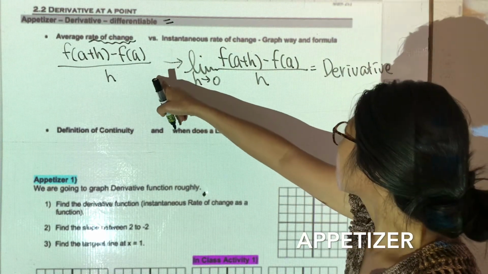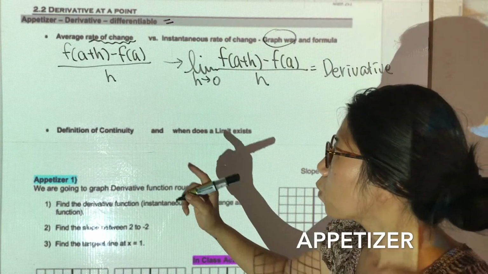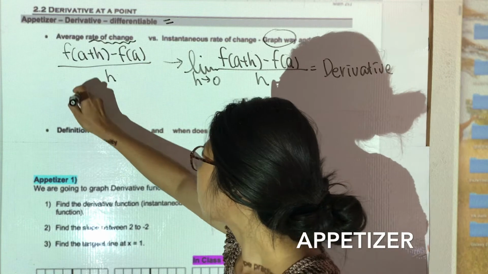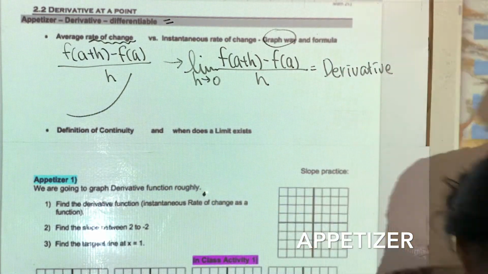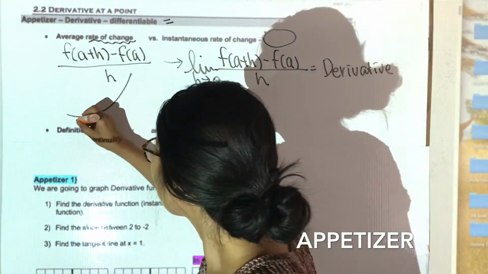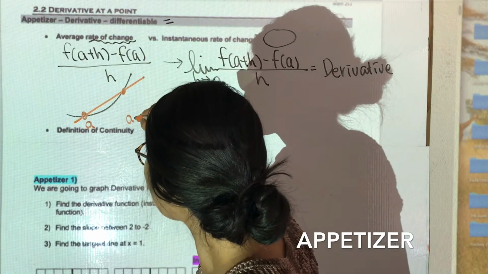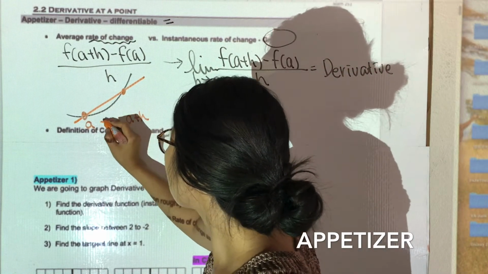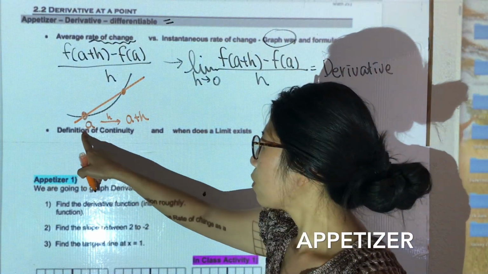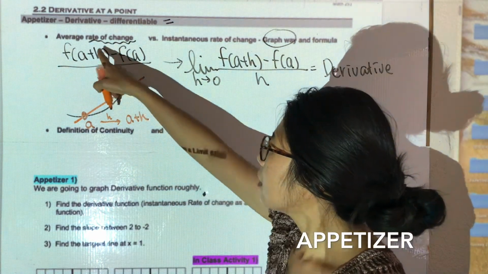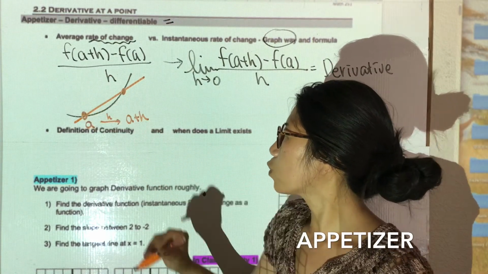So now I'd like to explain it in a graph way. What is the graph way of the derivative? First, we find the rate of change. Rate of change means we have to have two coordinates. Here's a value a as an x, and then this is a plus h, because that's h of time passed. So we have two coordinates, a through a plus h. Then average rate of change means we find the slope of the given 2 points.